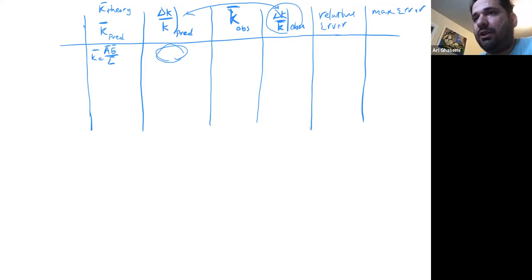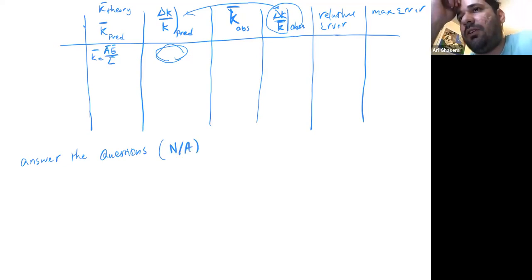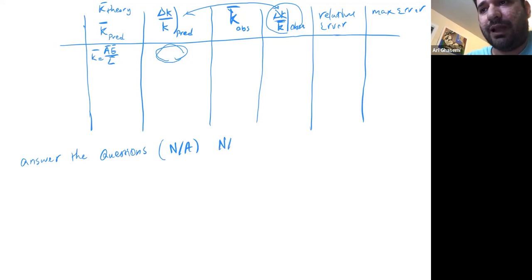Now, when you fill out this table, then you are pretty much done. All you need to do is answer the questions. Don't forget that. You have to answer the questions. If your approach doesn't fit the question, sometimes you say NA. For example, you have validated the result. If you validate, then what was the source of error? You just simply say NA, because you have already validated. And then you're pretty much done.